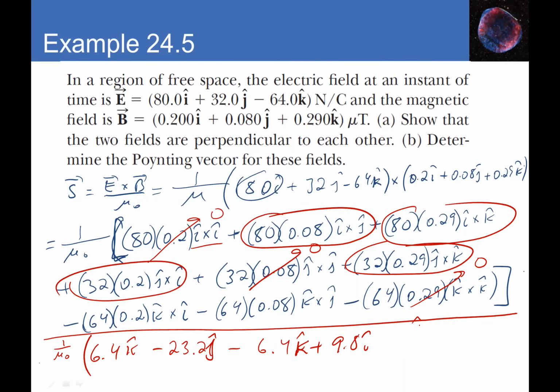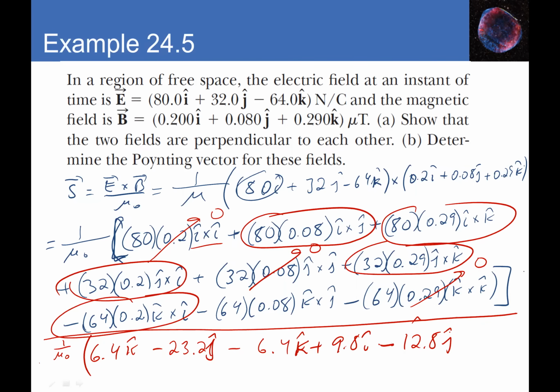All right, then the next one, which is this guy over there, negative 64. So negative 64 times 0.2. So that gives us 12.8. So it's negative, so negative 12.8. And then you do k hat cross i hat. Okay, so k hat cross i hat gives you positive j hat. So like that. All right.